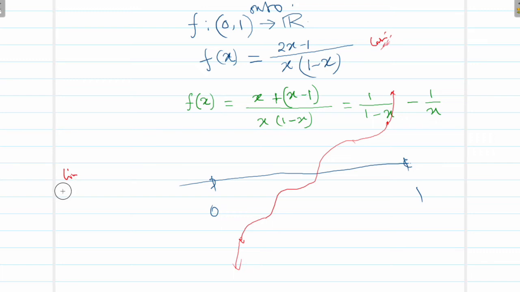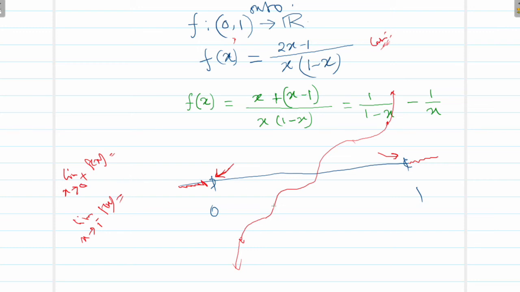Basically you have to calculate the limit as x goes to 0 plus, because this is the only possible direction here, since this part is not in the domain. So x going to 0 minus is not possible. Similarly here, this direction is the only valid direction. So we have to calculate two limits: limit x going to 0 plus of f(x) and limit x going to 1 minus of f(x).